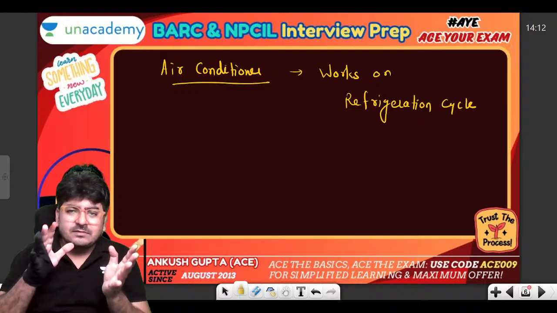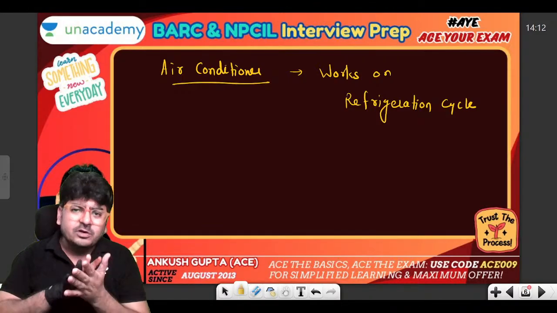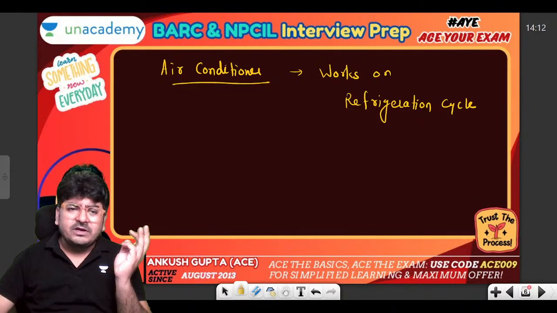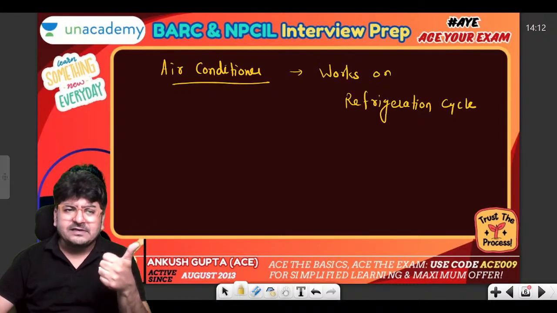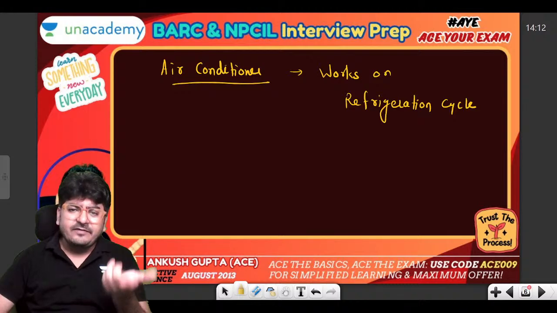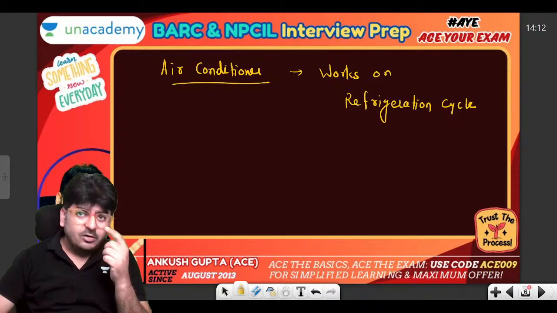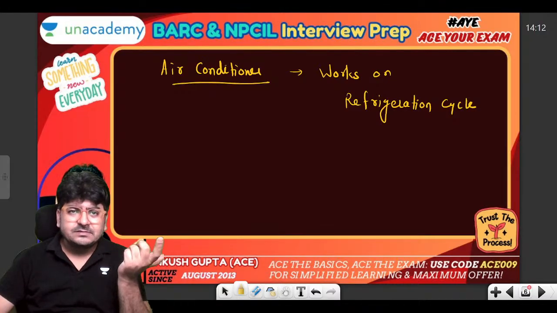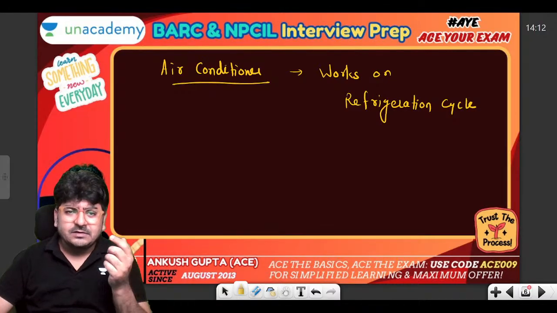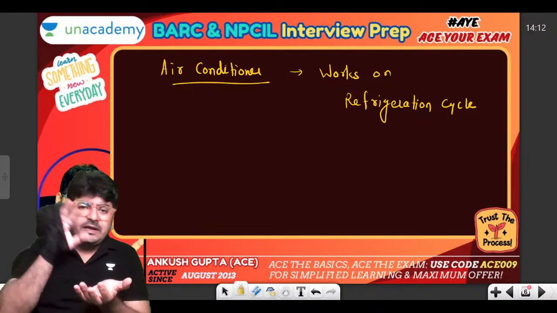In refrigeration cycle, there are four components. Okay. What are the four components of the refrigeration cycle? You know that compressors, condensers, evaporators, and expansion valve. Or you can say expansion device or throttling process. So what happens in air conditioner?